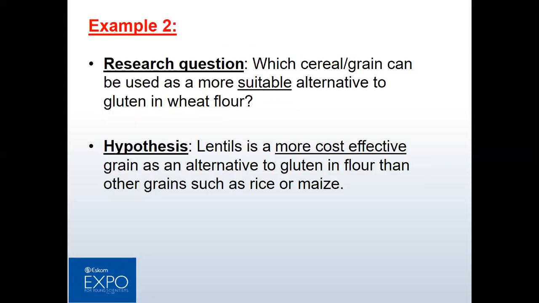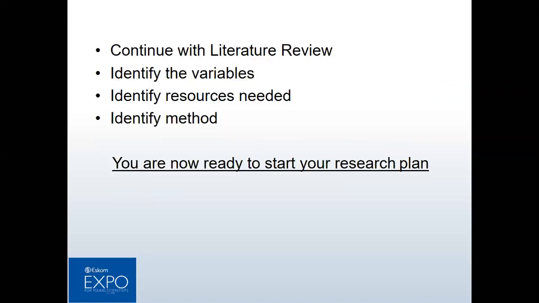Once you have settled on the hypothesis, the learner now continues with a literature review, because they need to identify the variables. As I'm doing a scientific investigation, I would need to identify the variables: controlled, independent, and dependent variables. What are some of the resources that I need? The method, how will I be making the flour, the lentil flour and the rice flour? These are all aspects that are going to be part of my literature review.